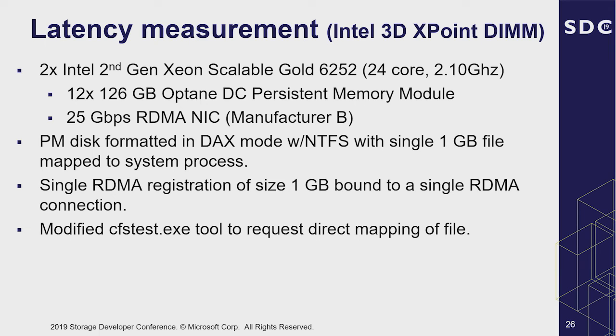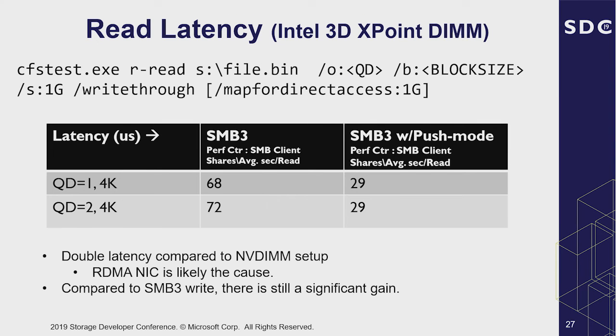Same setup. But of course, we can't do these kind of large regions. And for this particular RDMA NIC, we could do only 1 gig registrations. It wouldn't support 2. Now, the interesting thing is this system turned out to be somewhat slower than the other one. That was 14 microseconds. This is 29. We were seeing double the time.